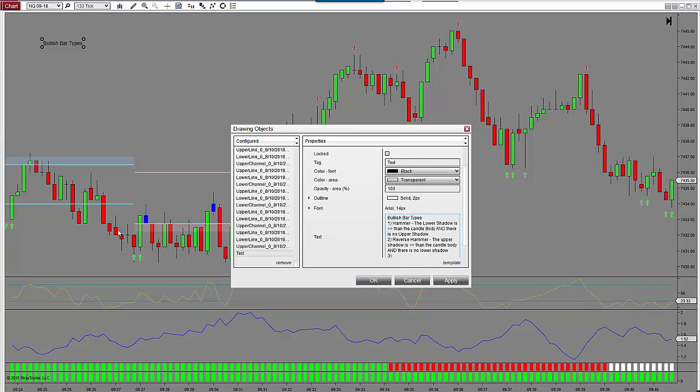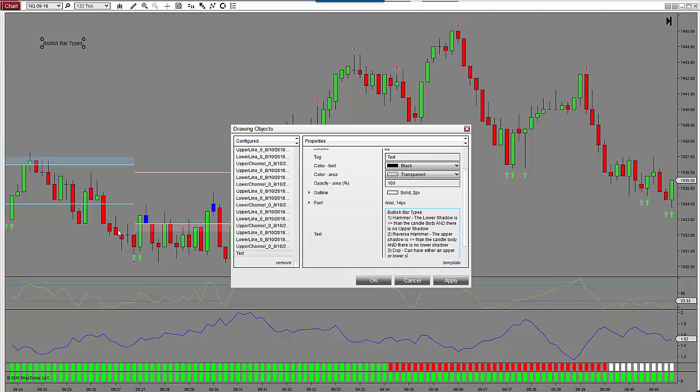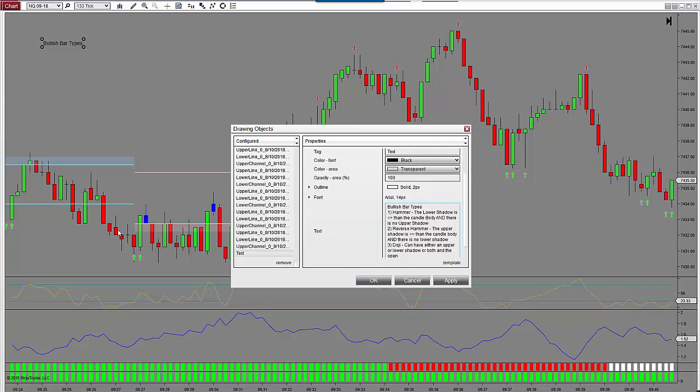All right, number 3, a doji. Can have either an upper or lower shadow, or both, and the open and close are the same. So there's no candle body right here. This is a doji. Here's a doji. Here's a doji. Pretty simple, right? And then the final one is called a spinning top.